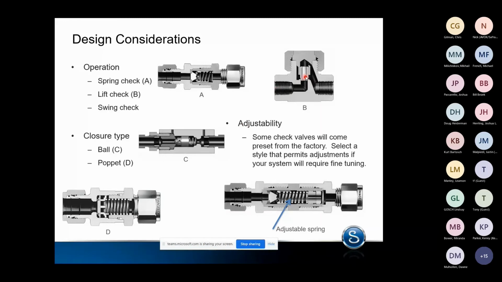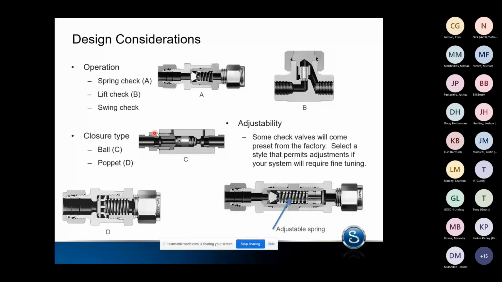It works similar to a lift check, except instead of having this poppet that rises and falls, if you were to look at it this way, you have a little disc that's hinged at the top. So as the flow comes in, it lifts this hinge up and out of the way, and then gravity kind of helps reseat it again.